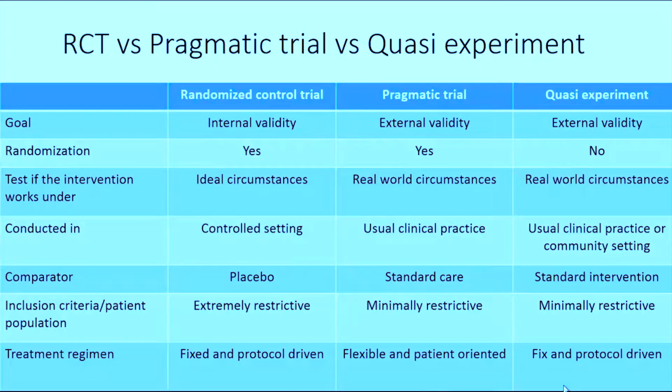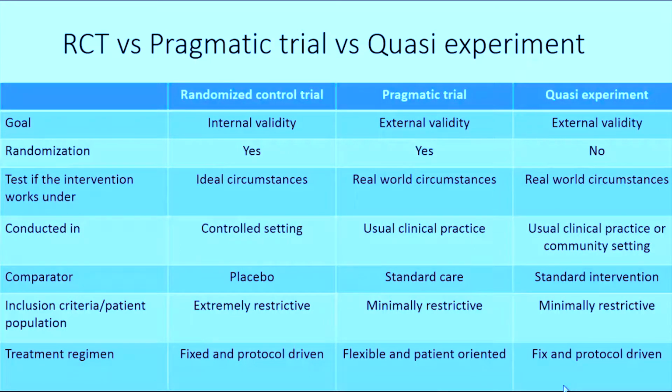To do that, we need to have a study design which reflects the real world situation, while in RCTs, we try to develop an ideal situation in a controlled setting. So when we talk about pragmatic trial, for example, the setting is not a controlled setting, but usual clinical practice, or the community setting for quasi-experiment.